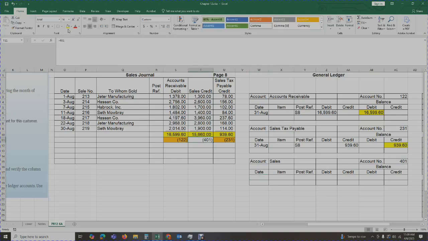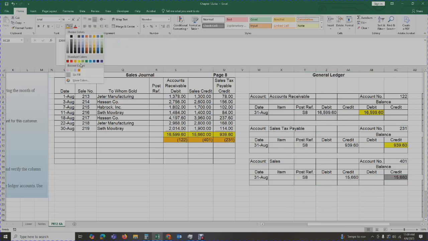So now we're going to record to account number 401. I'm going to do August the 31st, the last day of the month. We always pick up the last day of the month. This is sales journal 8. And for my sales, I have a credit of $15,660. So I'm going to put $15,660. So now these are my ledgers that have been updated with the ending balances from my sales journal.